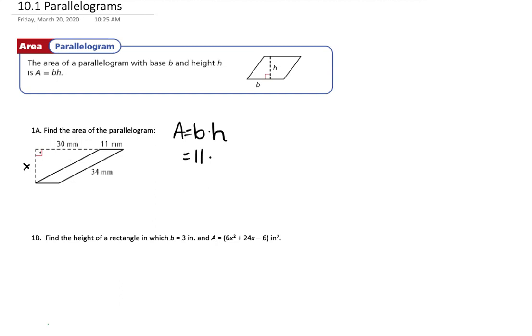This is a right triangle, so we can find our height because this height is just one leg of a right triangle. So I'm going to set up my a squared plus b squared equals c squared. And I'll just say a is my unknown. My b is going to be 30, so 30 squared. And my c, my hypotenuse, will be 34 squared.